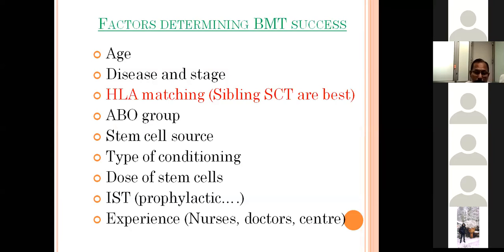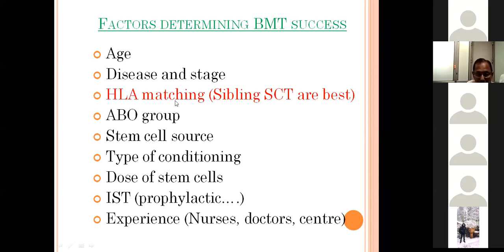Now, what factors determine the BMT success? That is important. We will not go into the details, it is not in your course. Age, early age, in children transplant success overall is much better than middle age than late. Disease and stage. Early disease and early stage of disease, like thalassemia if newly diagnosed, 1 year of age, or some AML newly diagnosed, younger age, in that the results are better.